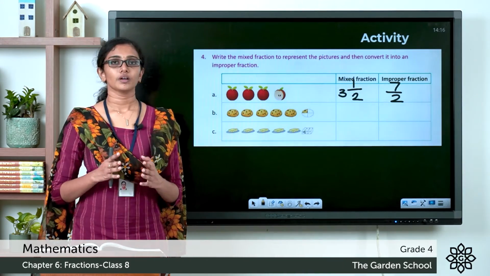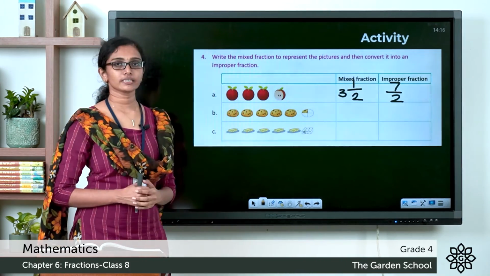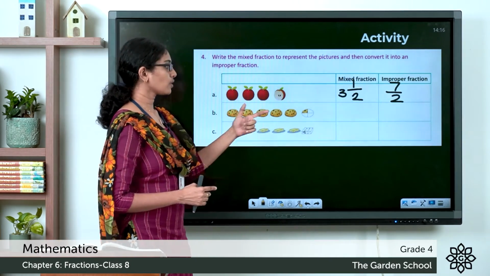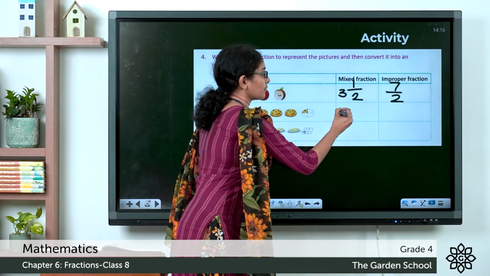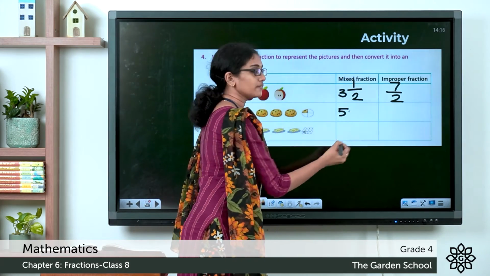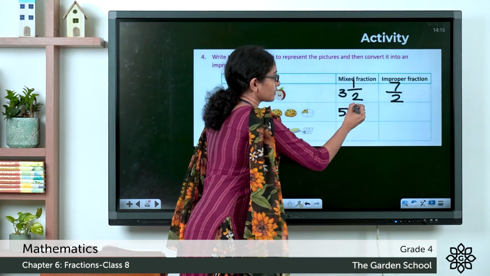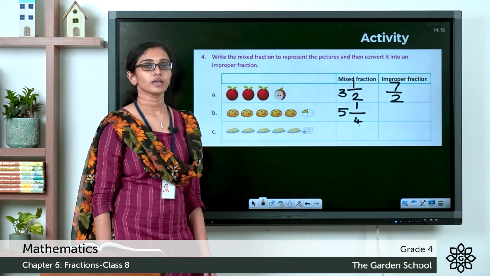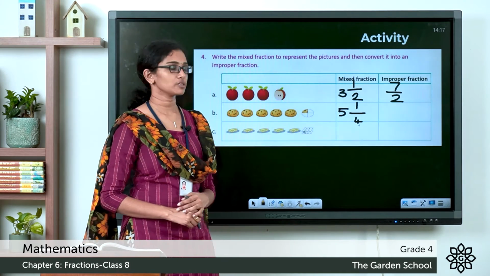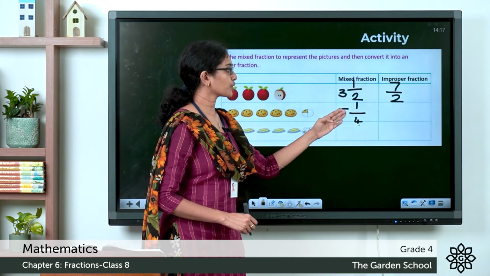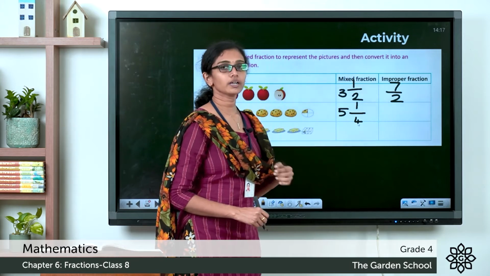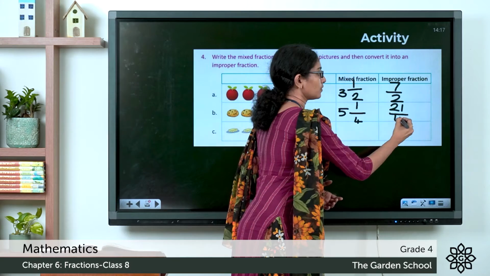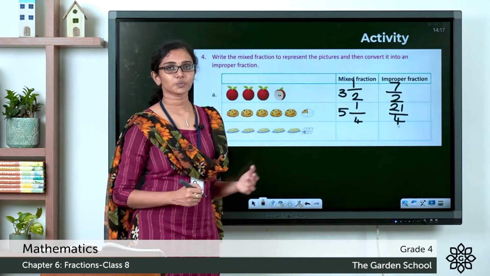Question B, you can see 5 whole cookies here and then 1/4 of a cookie. So, the mixed fraction would be 5 whole cookies, the whole number part is 5, and then 1/4 of the cookie, which is 1 by 4. So, that would be 5, 1 by 4. Now, the corresponding improper fraction would be 5 into 4 or 4 into 5, 20, plus this one, which is 21. So, it is 21 by 4. Hope you got this one correct.